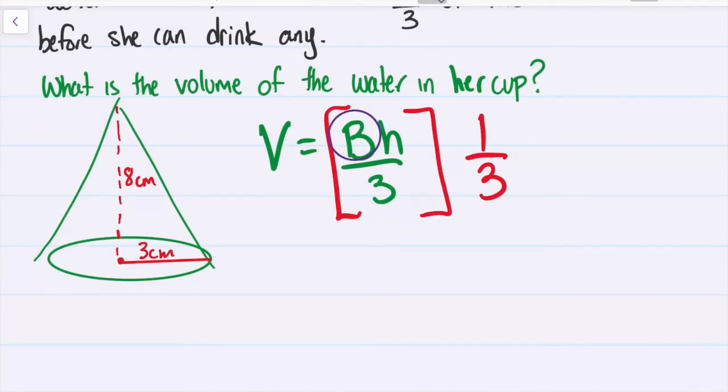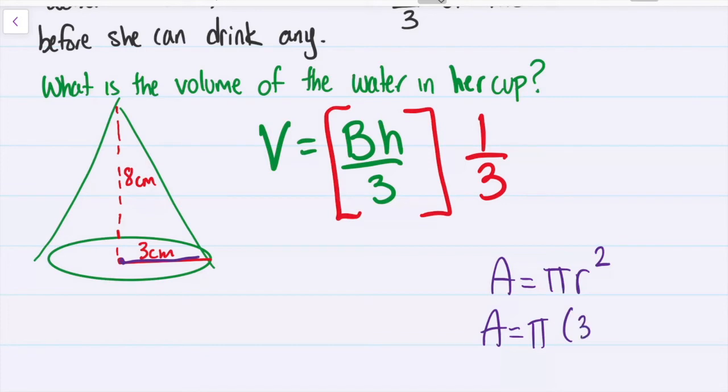Capital B, again, is the area of the base. The base in this problem is a circle. So the area of a circle is pi r squared, where r is the radius, the length from the middle of the circle. We know it's 3, so let's plug it in. It's pi times 3 to the second power. What's 3 squared? 9. So the area is 9 times pi. We found our area, guys. We found what's going to go here.